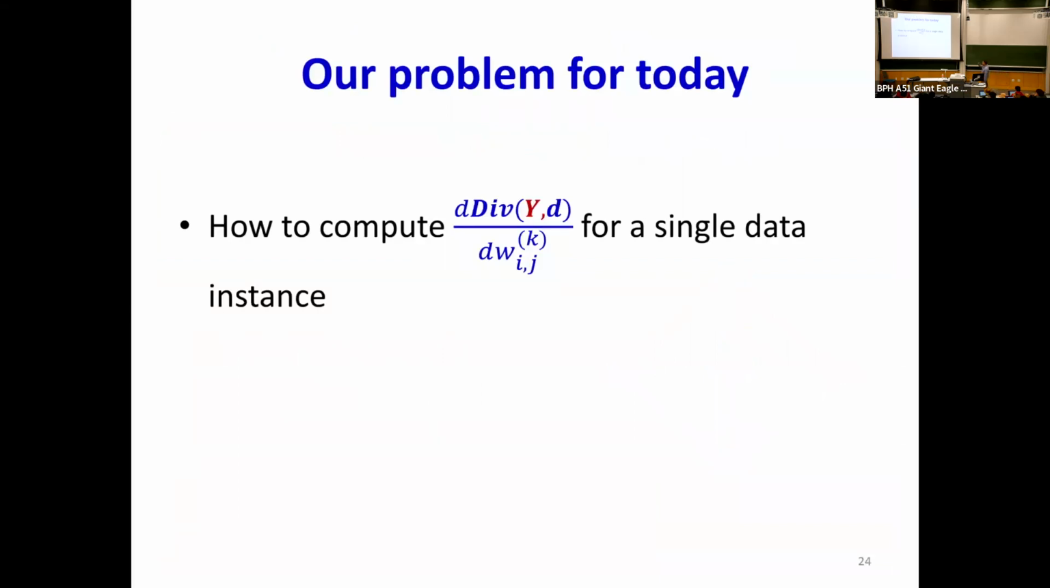How do I compute the derivative of the divergence? Any questions? No, right? So how do I compute the derivative of the divergence with respect to a single data instance?